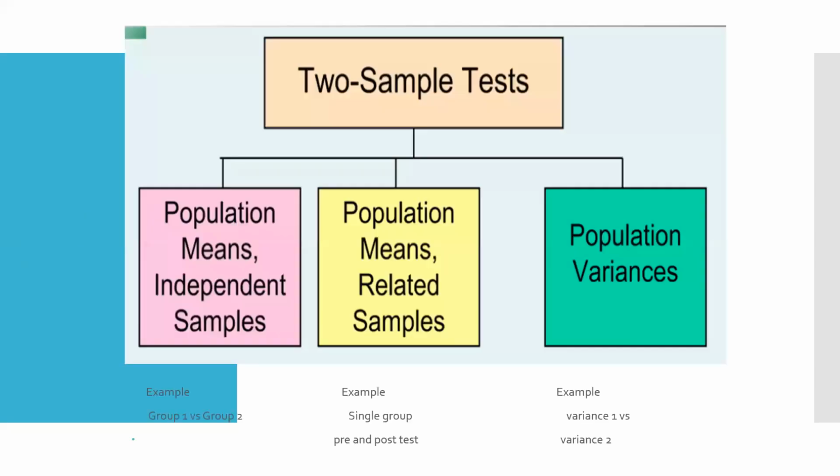So whenever we are testing the two samples, we consider the population means of the independent samples, for example, group 1 versus group 2. Or we can use population means of the related samples, for example, single group pre-test, post-test, and the population variances, for example, variance 1 versus variance 2.